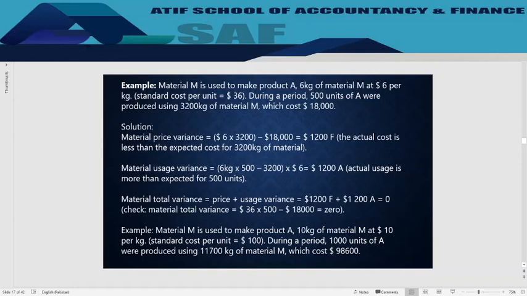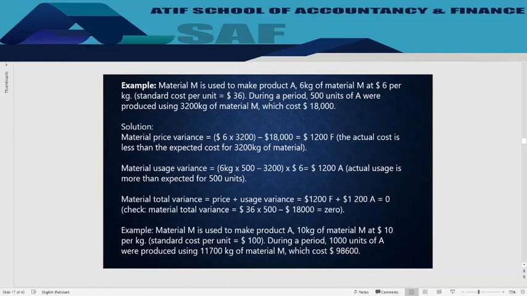For the calculation of material usage variance, we need to know how much standard quantity should be used for actual production. Here in the question, we have produced 500 units and as per standard quantity of 6 kg per unit, we should have used 3000 kg of material, but actually we used 3200 kg of material. Actual quantity is more than standard quantity, that is why the variance is said to be adverse variance.